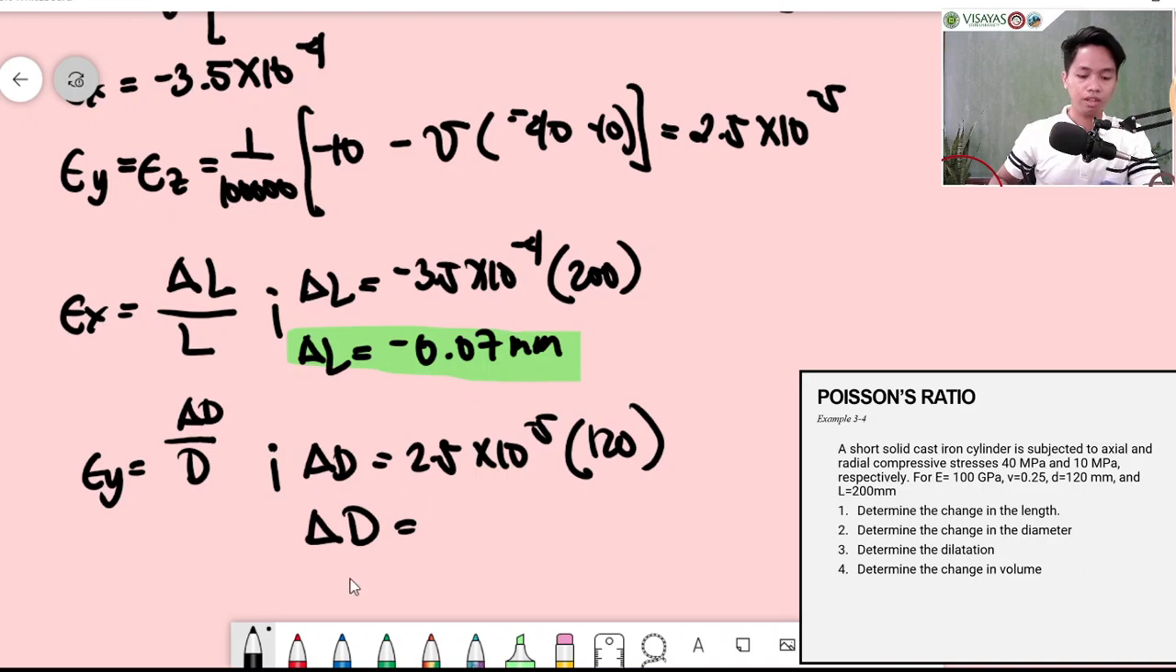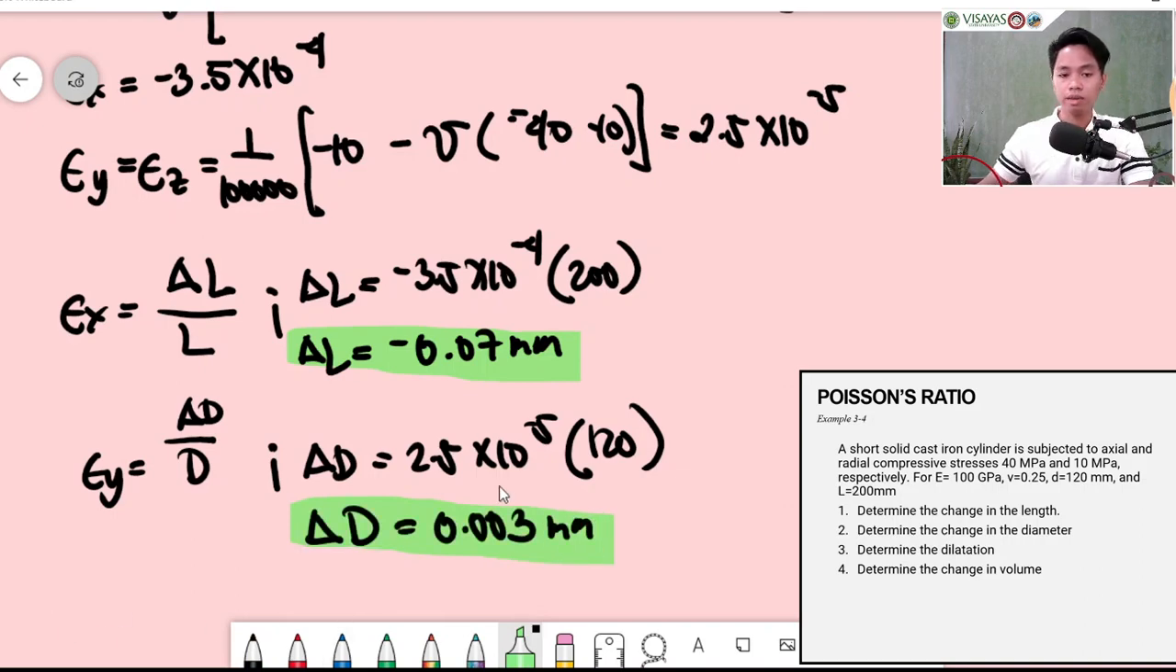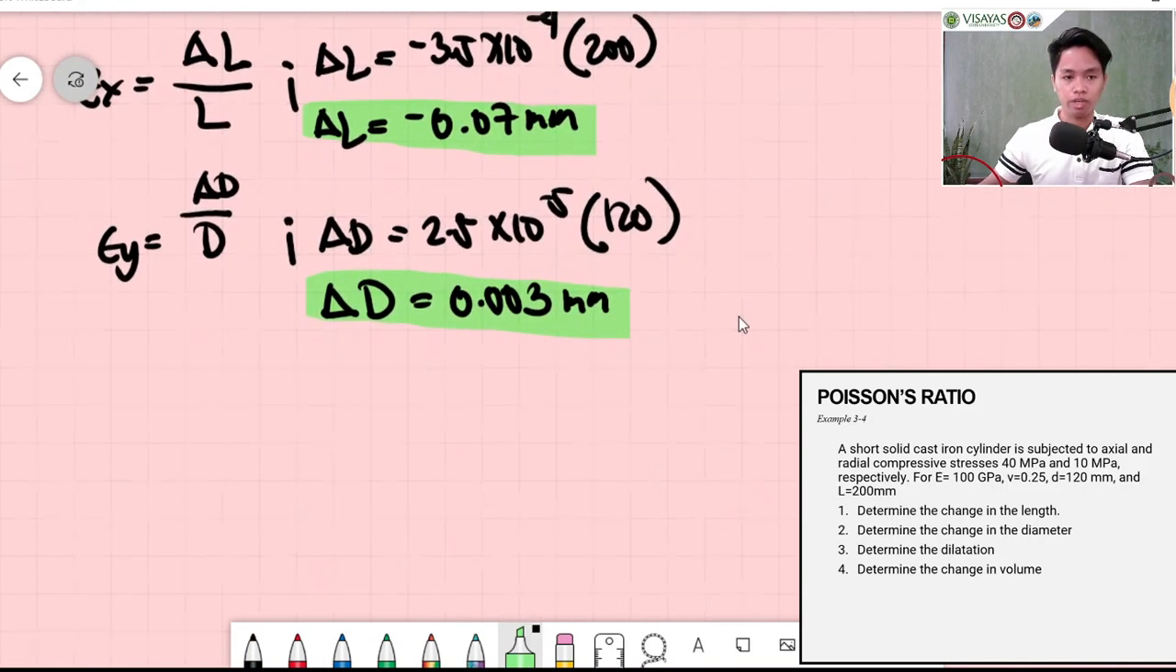That would be equivalent to positive 0.003 millimeters, so the diameter increased. Okay? It increased because it is positive. Now, determine the dilatation. So, we are going to solve for your e.